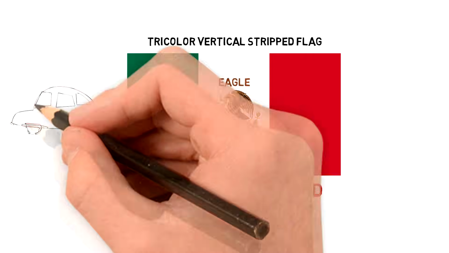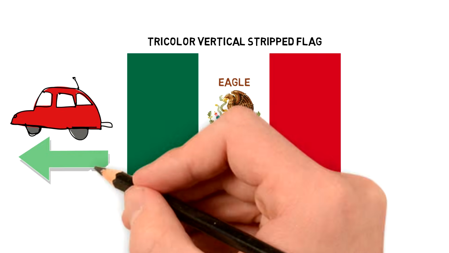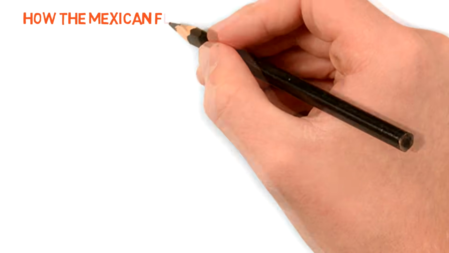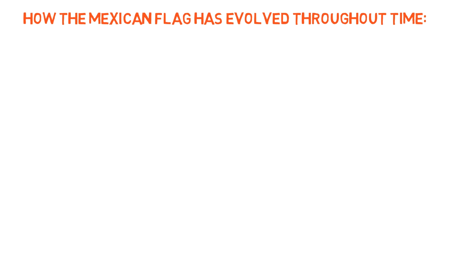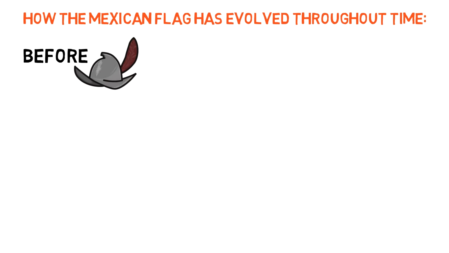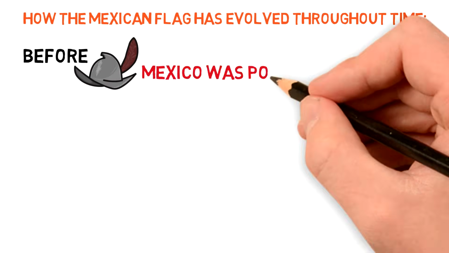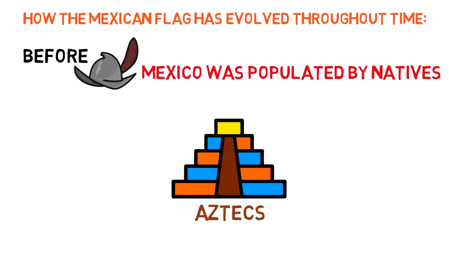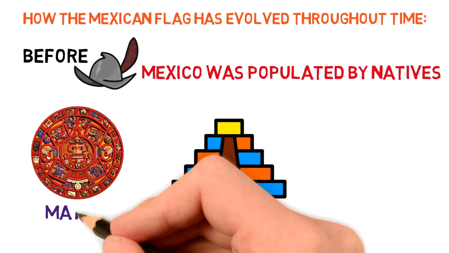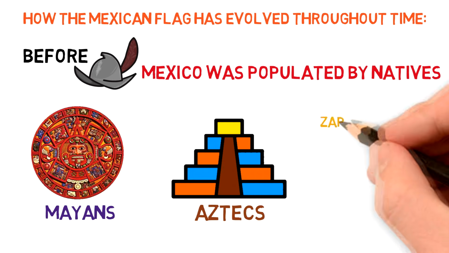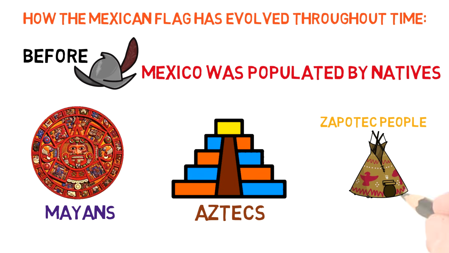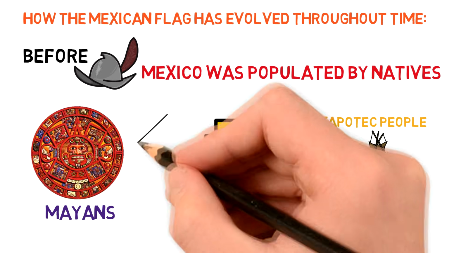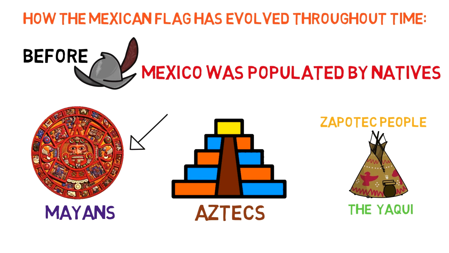Before we talk about the meaning of the colors and the symbol, let's travel back a few hundred years and look at how the Mexican flag has evolved throughout time. Before the Spanish arrived and colonized the territory, the region of Mexico was populated by natives. The most well-known would be the Aztecs, but there were also other tribes like the Mayans, the Zapotec people, or the Yaqui, amongst many others. These people had their own symbols, but from what I could understand, the use of the flag as a symbol of identification wasn't very common.